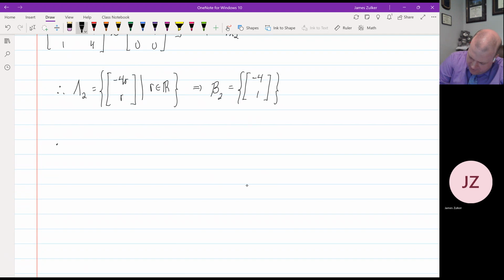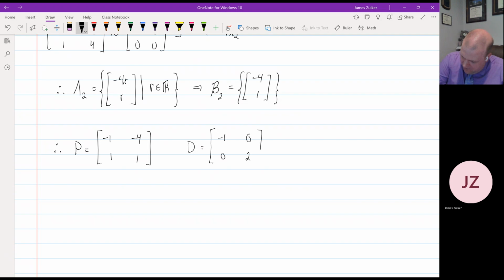To diagonalize this matrix, then, we just say that P is the matrix -1, 1, -4, 1, and D is the matrix -1, 0, 0, 2.